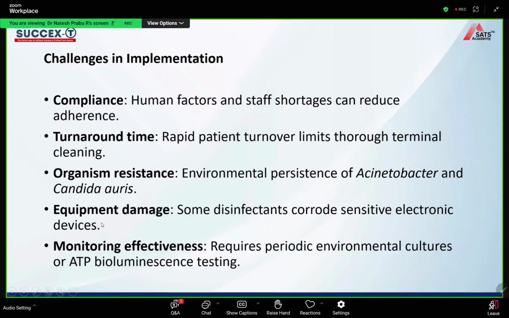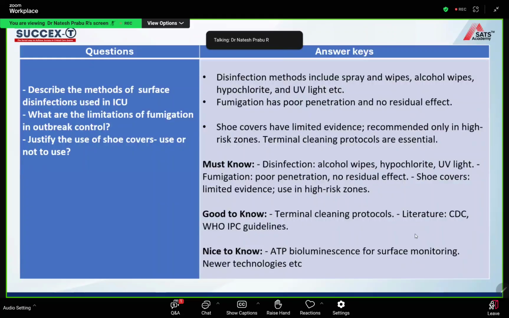And equipment damage. Some disinfectants can corrode sensitive electronic devices. And monitoring effectiveness requires periodic environmental cultures or bioluminescence testing. So these are the challenges that we face for implementing terminal cleaning. Now coming on to the summary.